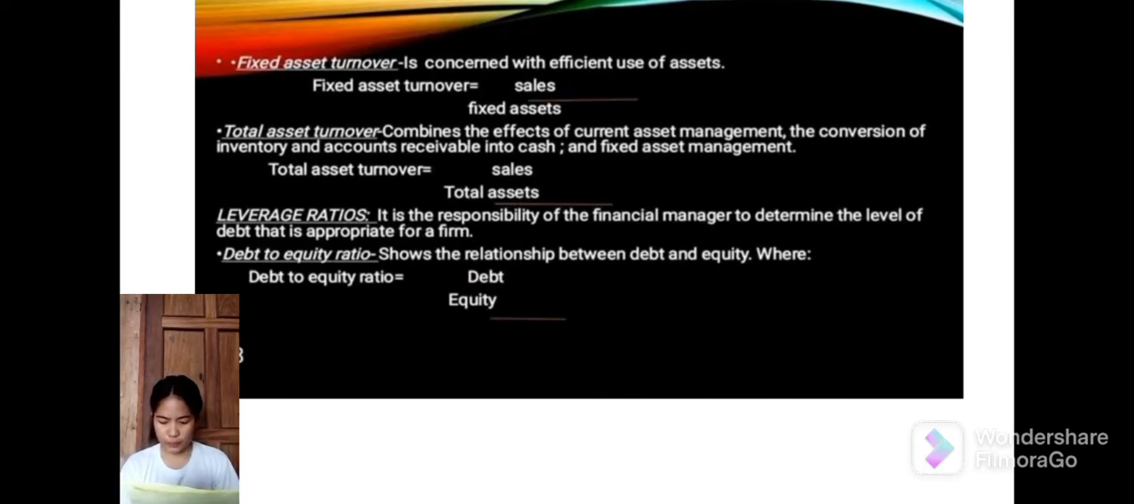Total assets turnover combines the effects of current asset management, the conversion of inventory and accounts receivable into cash, and fixed asset management. It allows the firm to compare how it is managing each type of asset. If total assets are turning over more slowly than fixed assets, the firm is not aggressively managing the current assets of cash, accounts receivable, and inventory. Total asset turnover is equal to sales divided by total assets.